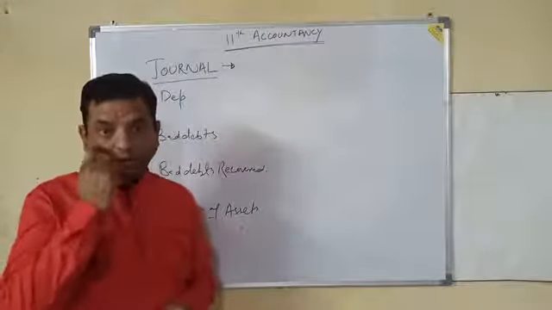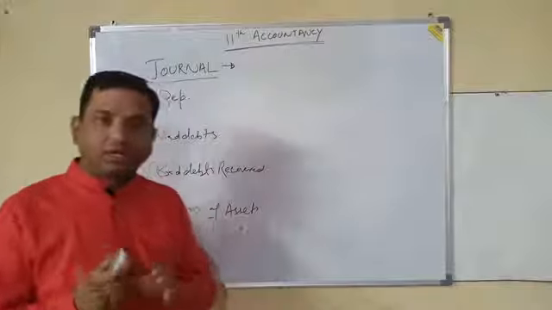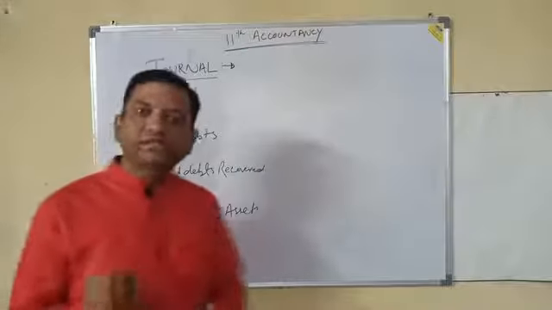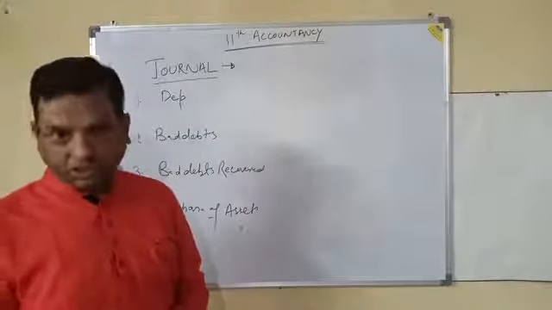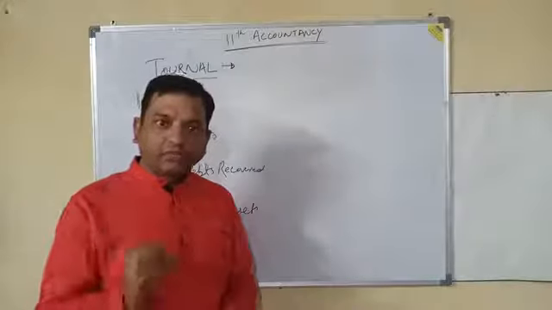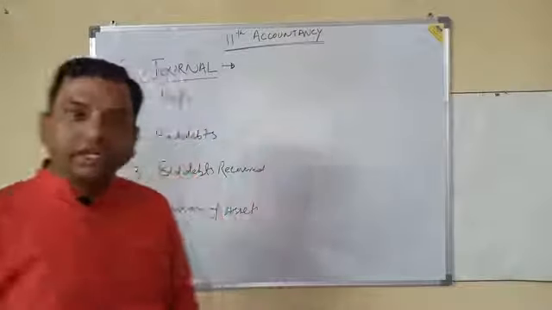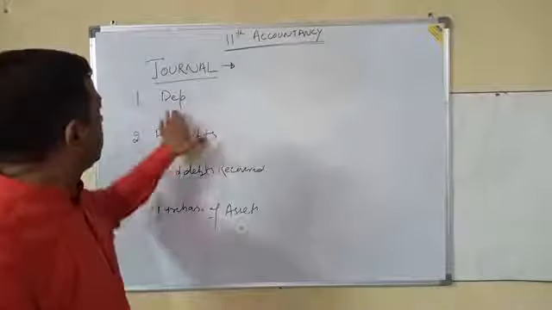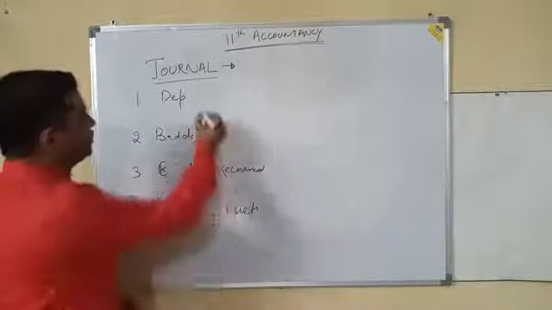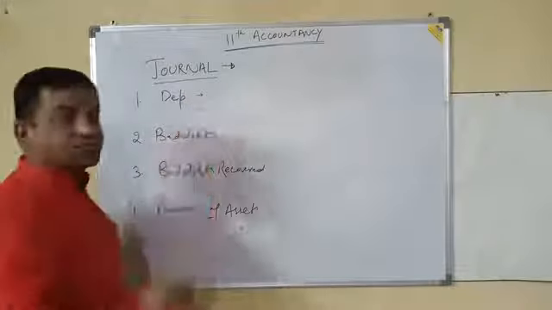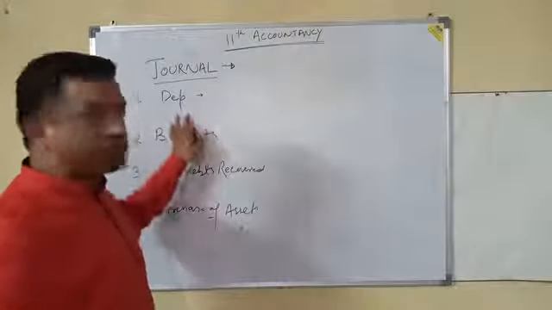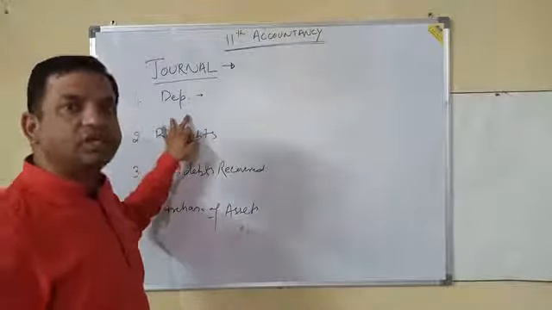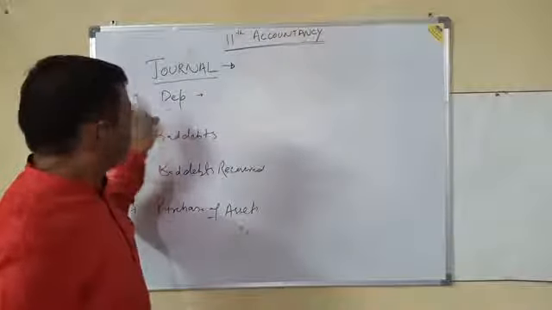Let me tell you, depreciation may be defined as a gradual and permanent decrease in the value of a fixed asset. I am repeating, gradual means a slow decrease in the value of a fixed asset which is permanent in nature. That is called depreciation. So whenever you find a journal transaction relating to depreciation, and let me tell you, depreciation is a loss for the firm or company.